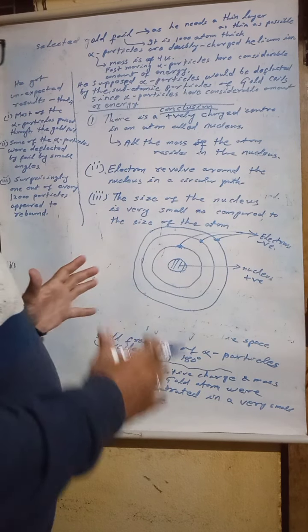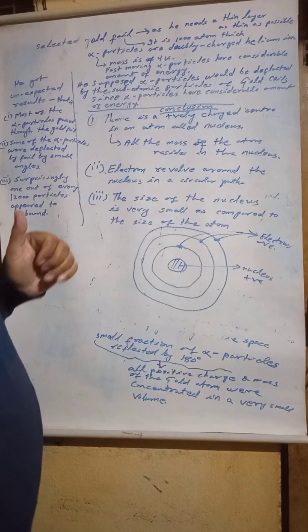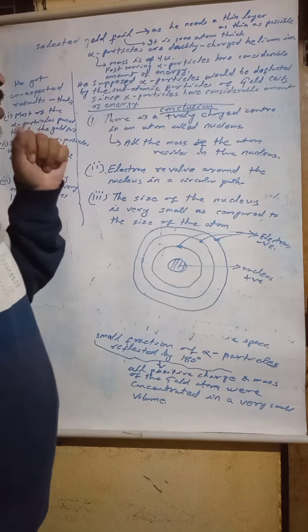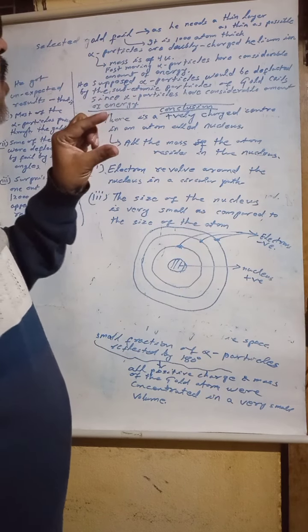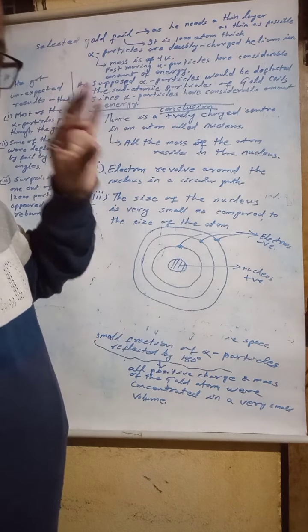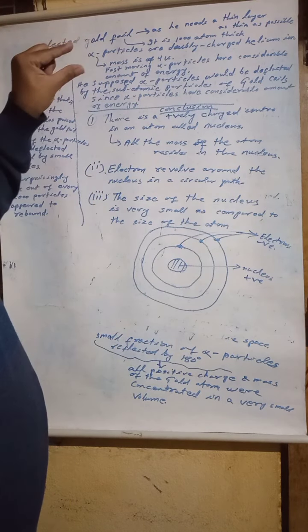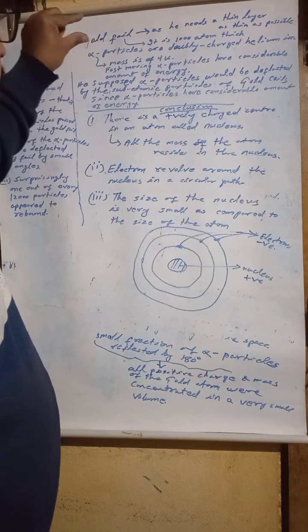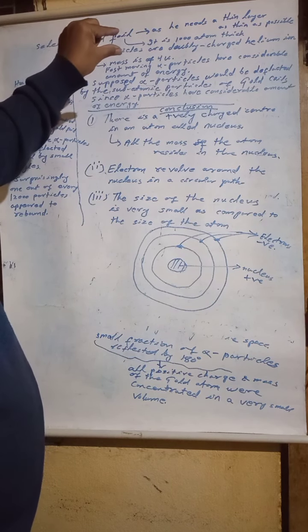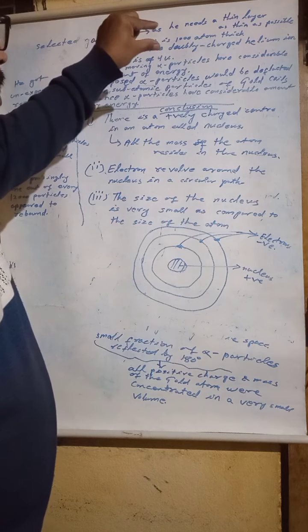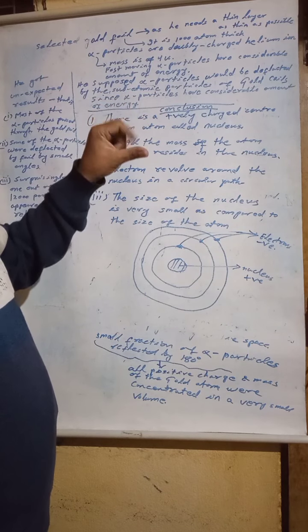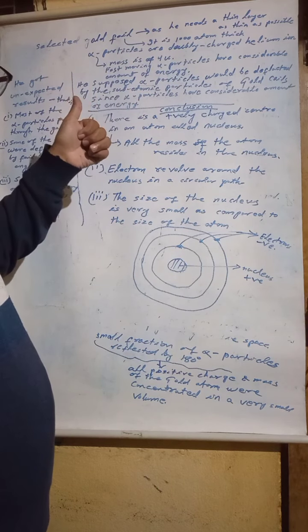Why did Rutherford select gold foil? He needed a layer as thin as possible. So he selected gold foil, because the gold foil is even 1,000 times thicker than the atom.